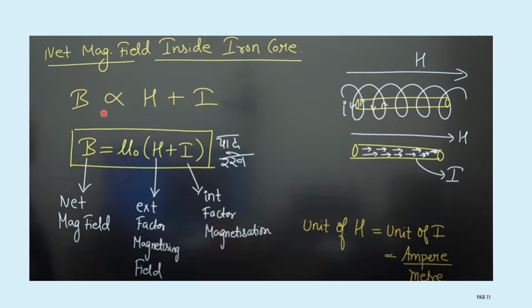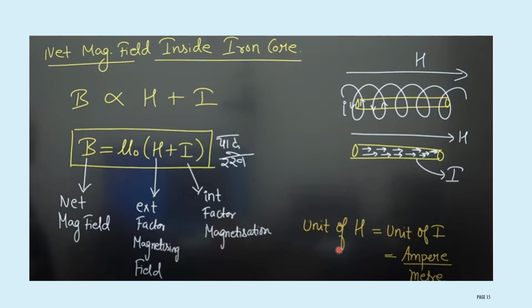If you remove this proportionality constant, in place of it mu naught will come, then B will be equal to mu naught into (H plus I). Here B is the net magnetic field, mu naught is the proportionality constant, H is the external factor, the magnetizing field, and I is the internal factor, magnetization. This one you have to remember.